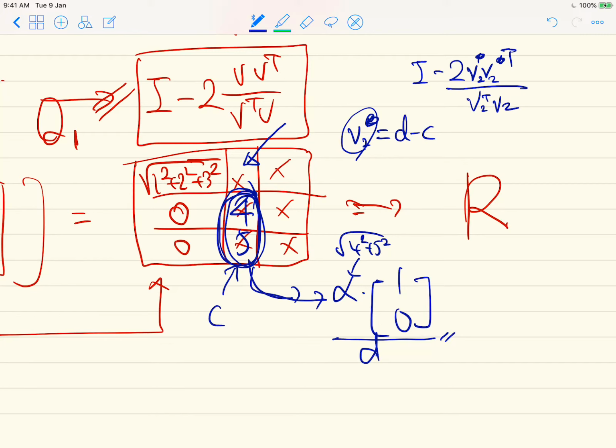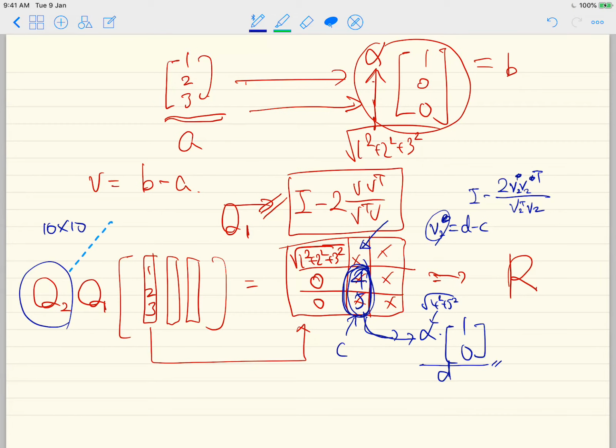Okay, so this is how we obtain the smaller matrix F in the second step that will be embedded into the larger, like 3 by 3 matrix or maybe 10 by 10 matrix of Q2. Any questions so far?